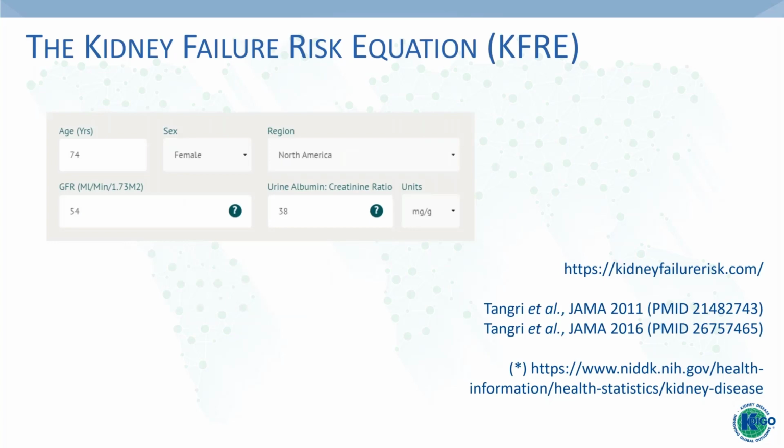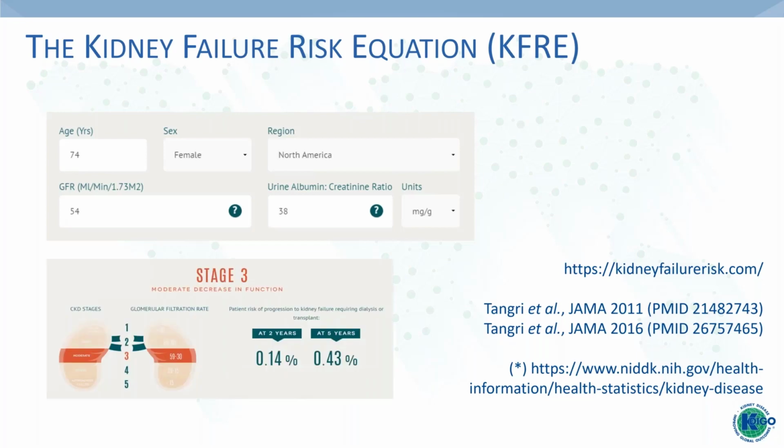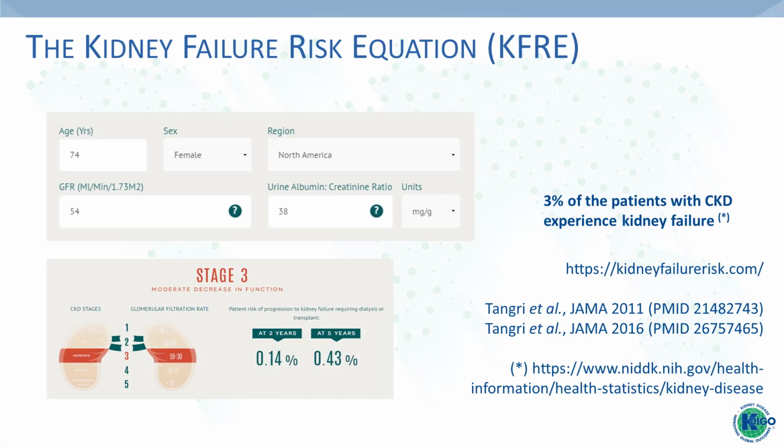A classic risk prediction model used in nephrology is the kidney failure risk equation, KFRE. In its basic form, the equation uses the four variables age, sex, GFR, and UACR, and gives the risk of progression to kidney failure. My sample patient, a female, is 74 years old, has a GFR of 54 and a UACR of 38, and she has a 5-year risk of 0.43% to reach kidney failure. To put this into some context, in the US, only 3% of the people with CKD experience kidney failure.